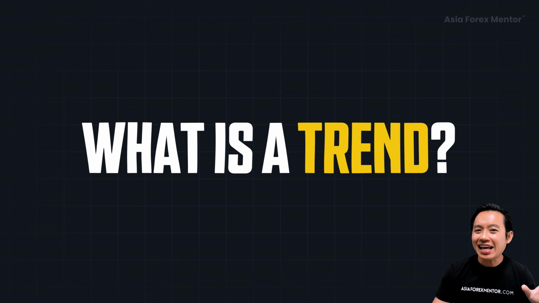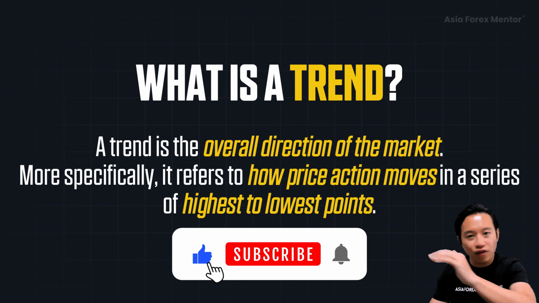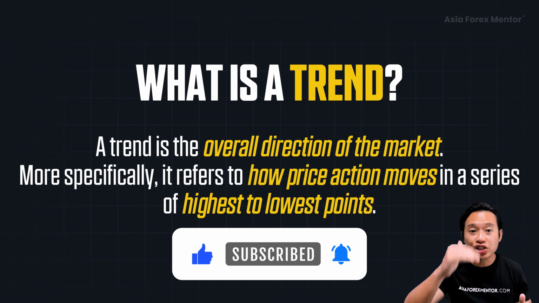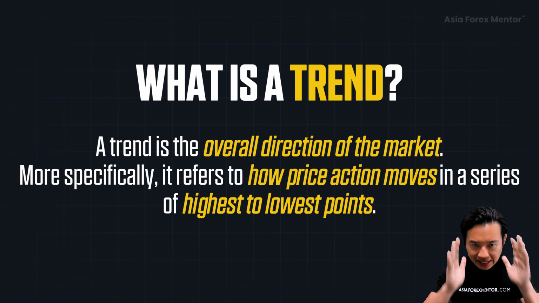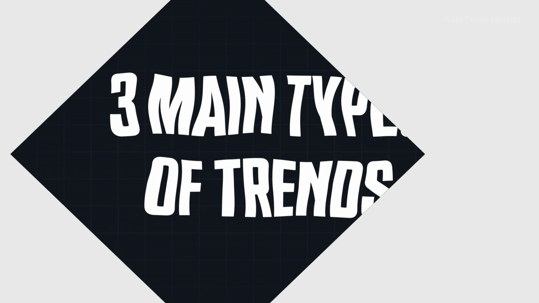So what exactly is a trend, right? A trend is the overall direction of the market. More specifically, it refers to how the price action moves from the highest to the lowest points, right? So let's dive into the three main trends that you need to know.